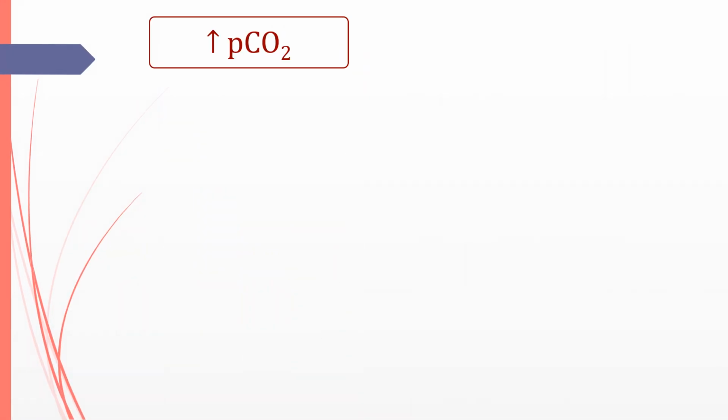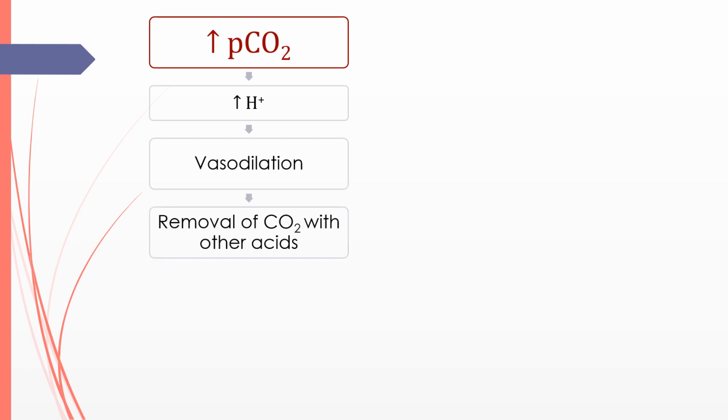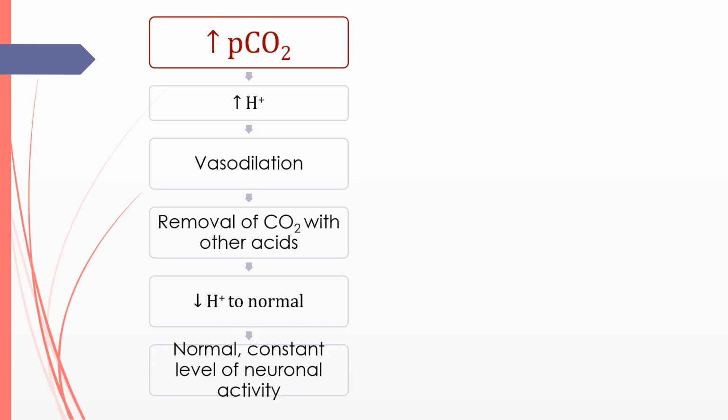So when there is an increase in the partial pressure of carbon dioxide, that increases the hydrogen ions and causes vasodilatation. The vasodilatation causes the removal of carbon dioxide and other acid forming substances. Thus that decreases the hydrogen ion to normal. This normal maintains a constant level of neuronal activity.